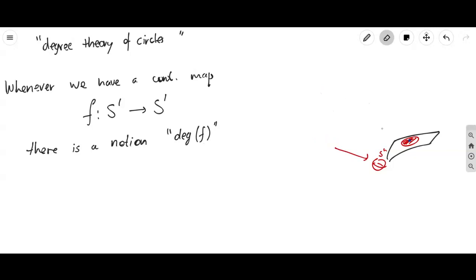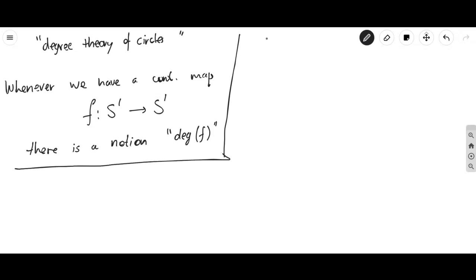Now, before we define that, I want to give you some examples first so that we have an idea of what the degree should be equal to before we even define it. And then we'll see how to define it. In fact, maybe you'll even be able to come up with your own definition, with your own way of doing this. So let's look at some examples.